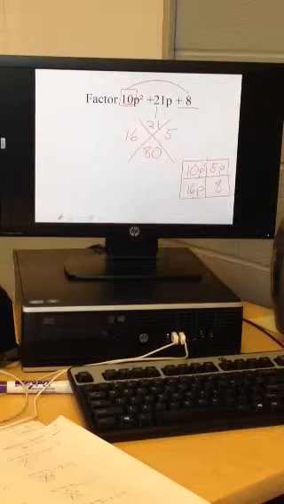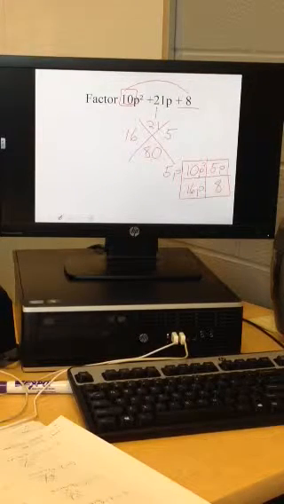Now, your answer is going to be on the outside of the box. It's going to be out here. It doesn't really matter what order you do it in. I mean, you can do the rows first if you want to, and then the column. It doesn't matter. I'm going to start with these two. So 10p squared and 5p. What's the GCF of those two? 5p. Right? The biggest number that goes into 10 and 5 is 5, and they also have a p in common. So I'm going to write that out here.